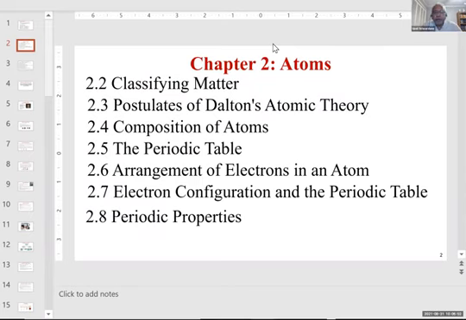So we go now to classifying matter, and what is in the Dalton atomic theory, the first atomic theory to describe matter composed of atoms. And we went over the composition of atoms, protons, neutrons, electrons, and we started the periodic table.